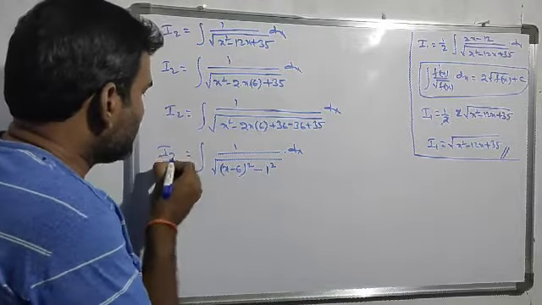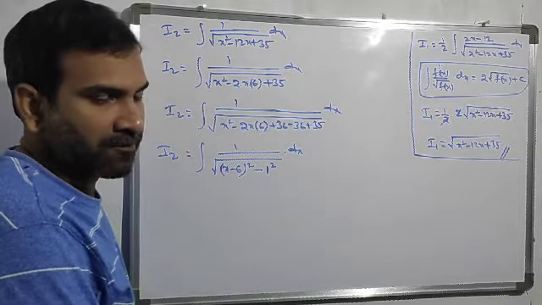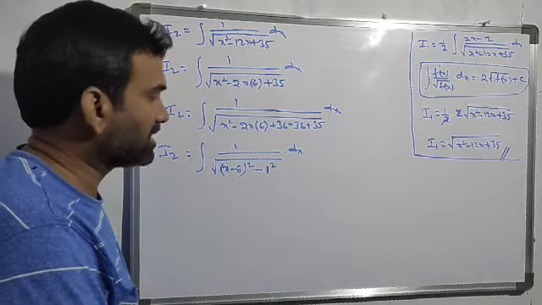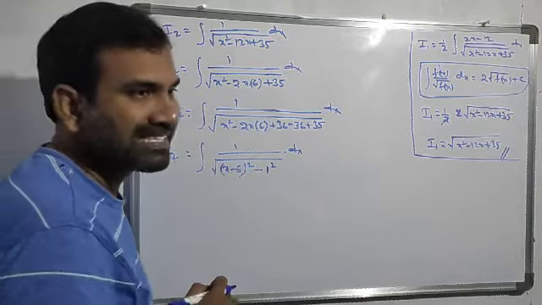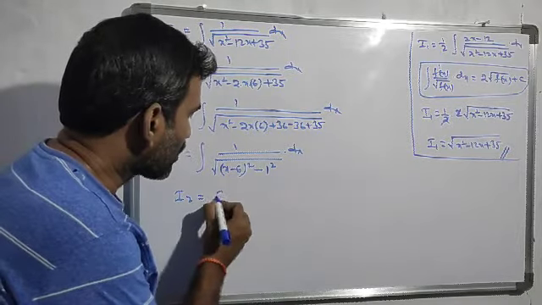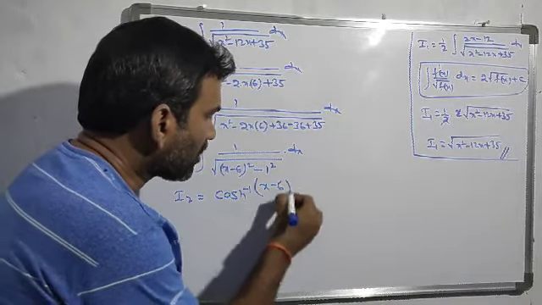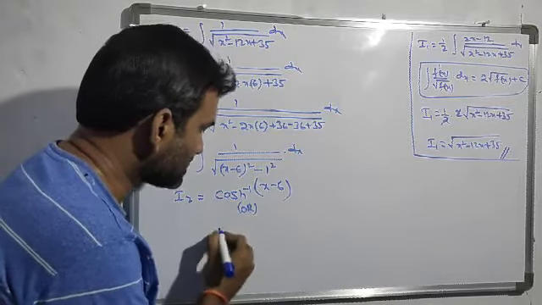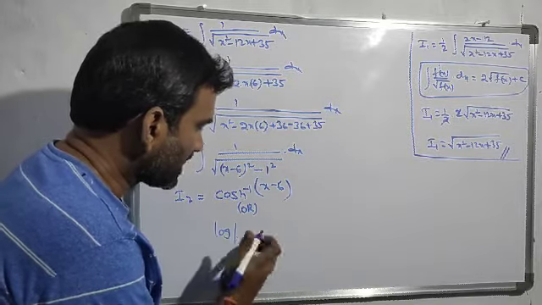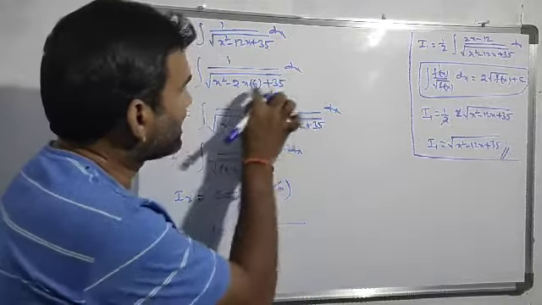Now you just check that it is in the form of the formula, integration of 1 by square root of x square minus a square. Already we have the two formulas for this. Integration of 1 by square root of x square minus a square. So this formula gives I2 equals cos h inverse of x by a, x by 1, or you can write it like this also, log of x plus square root of x square minus a square, with x in the place of x minus 6.